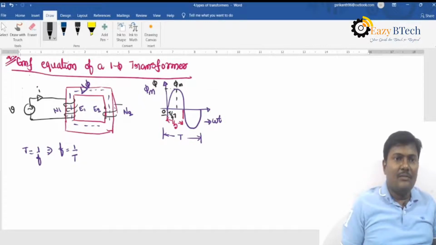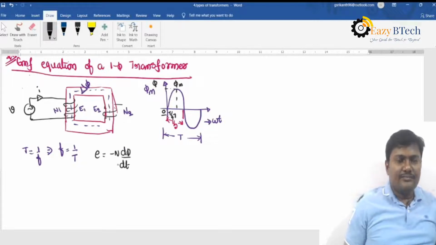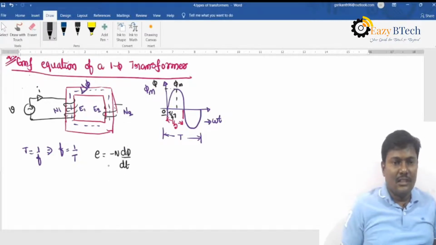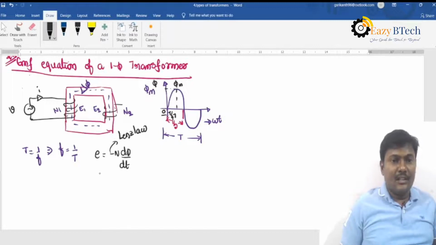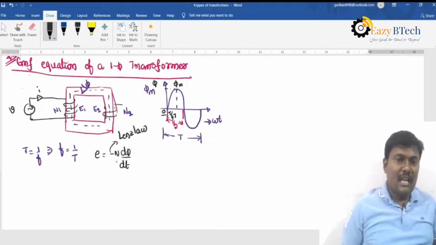With this alternating flux, according to Faraday's law, an EMF is induced. So this minus sign is according to Lenz's law. So E is equal to minus N into d phi by dt. Lenz's law is: effect will always oppose the cause. We will discuss it later.